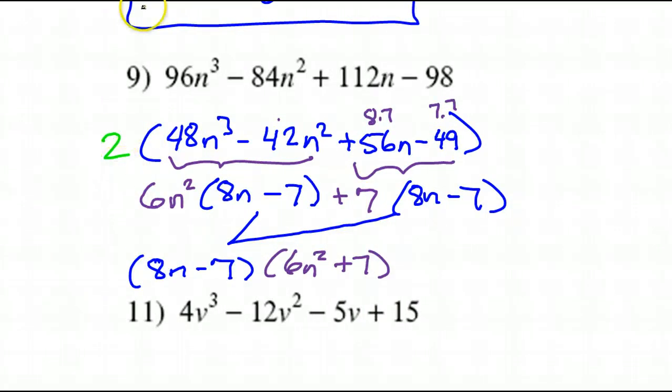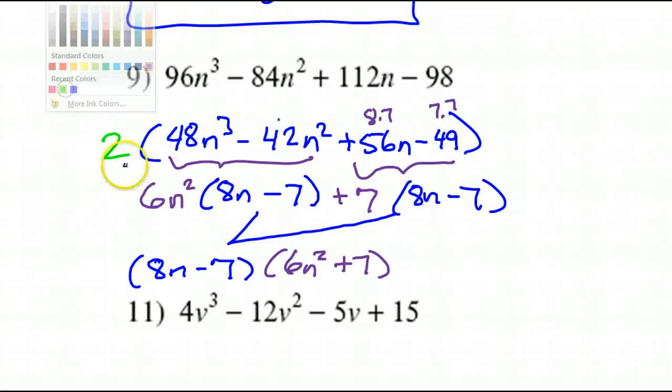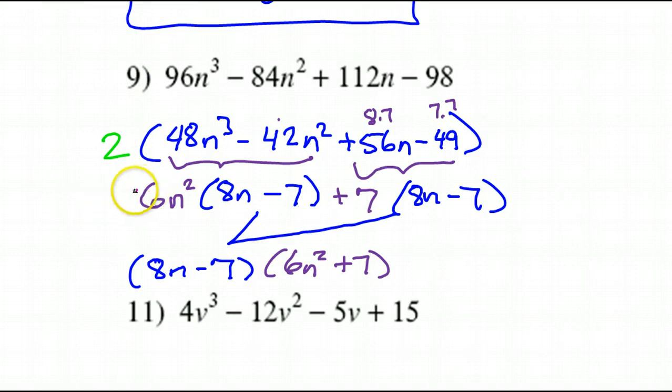Okay, now don't forget the 2 that we pulled out. That 2 has still been here the whole time, just patiently waiting for us to finish the problem. Okay, so now it's time for the 2 to come back. So it has these 3 factors, 2 times 8n minus 7 times 6n squared plus 7. That's the final answer.